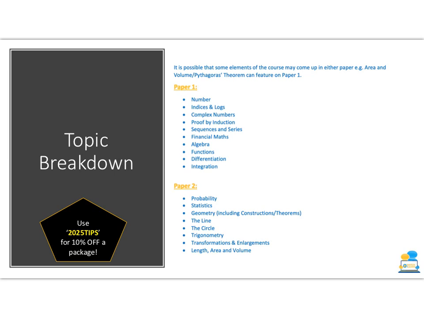So this is your topic breakdown for your exams. Again, these are the rough guide to what you're going to be expecting to see on paper 1 and also what you're expecting to see on paper 2. But as I've written up here, it is possible that some elements of the course may come up on either paper. For example, area, volume, Pythagoras' theorem does tend to feature on paper 1, particularly in the section B's.